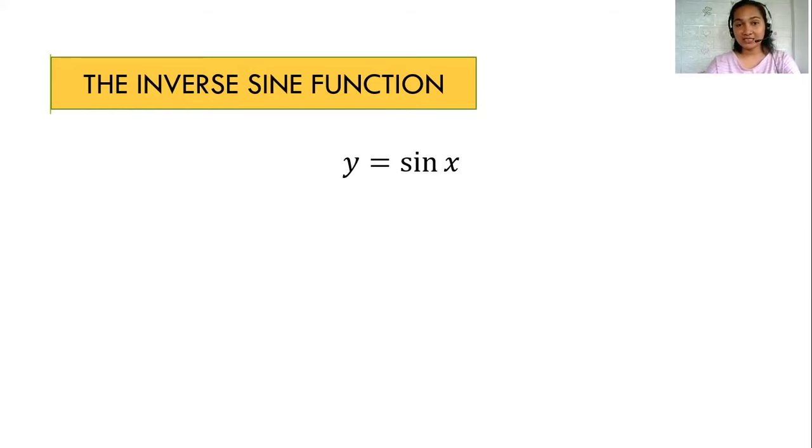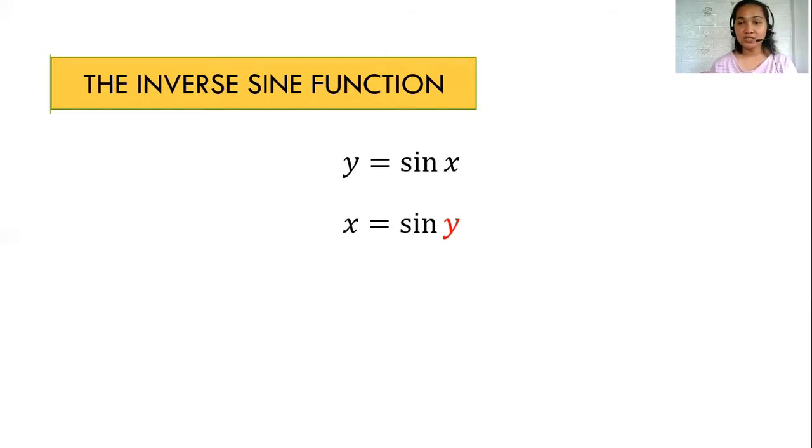Second step, we will interchange the x and y variables. Thus, we'll have x equals sine y. And since we need to solve for y in this case, we cannot simply say that we need to divide both sides by sine. So we cannot divide out the term sine for this example.